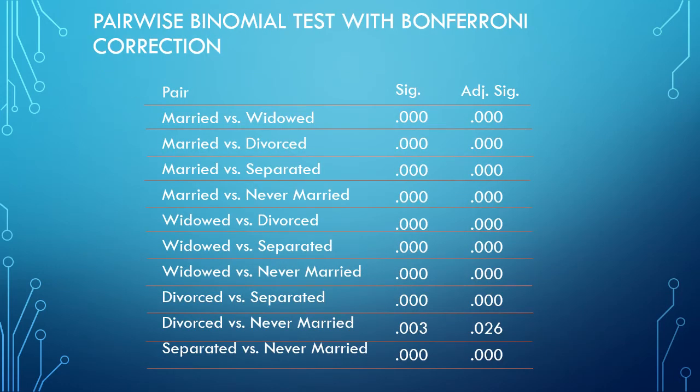So as you can see in my data, I have 1, 2, 3, 4, 5, 6, 7, 8, 9, 10 different comparisons. So I multiply the 0.003 times 10, and there it becomes 0.026. Now that's because this was actually rounded, so this was probably 0.0026, and now it's 0.026. That still means it's significant. It's still below the 0.05, and all the other ones even still remained below 0.05. So in my situation, all of the categories were significantly different from each other.